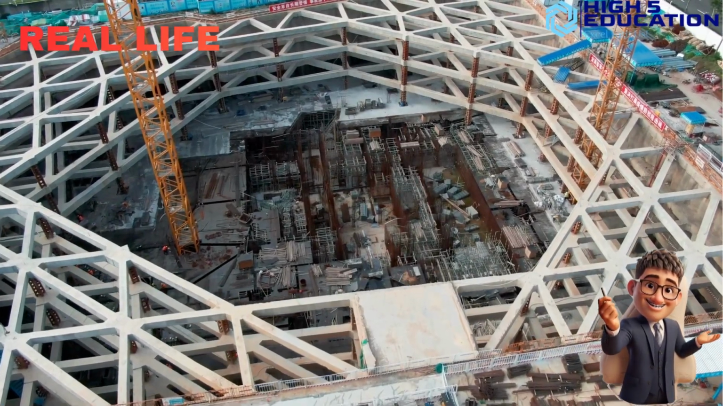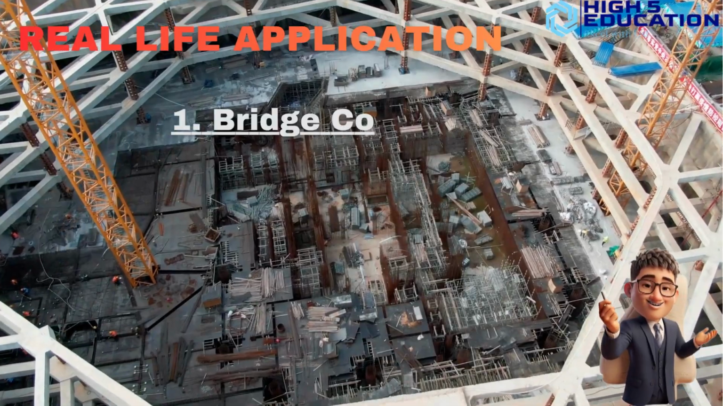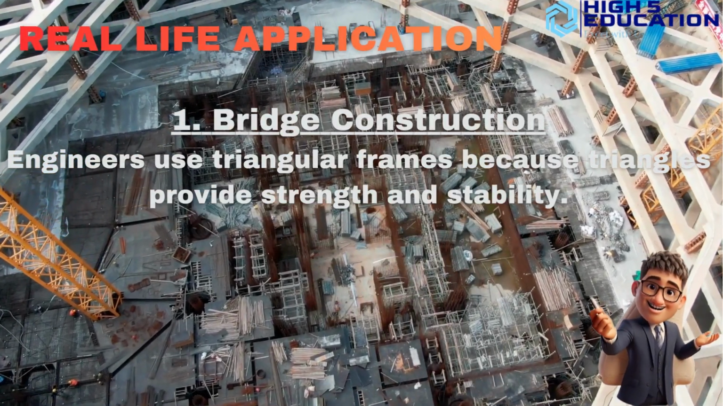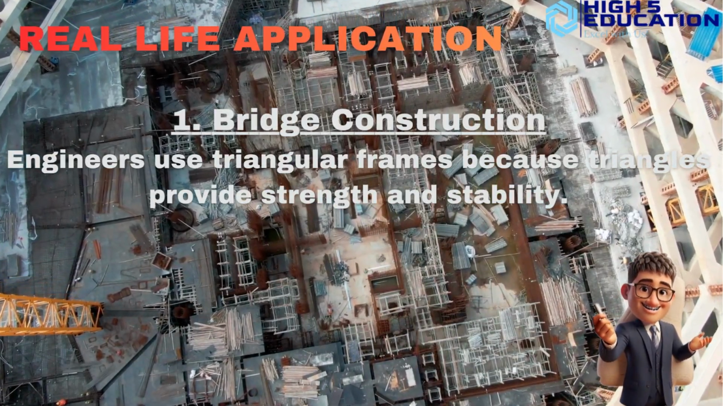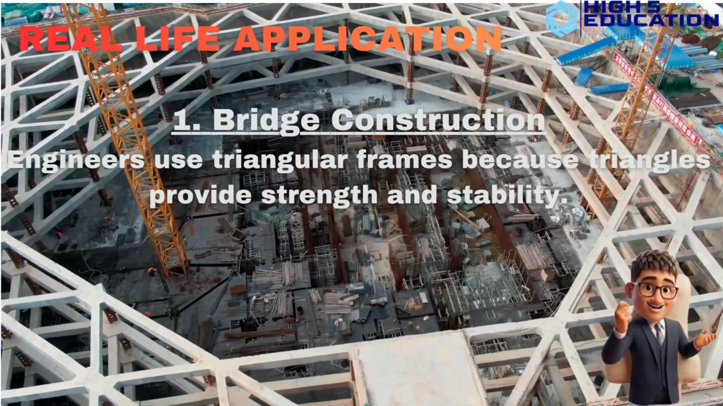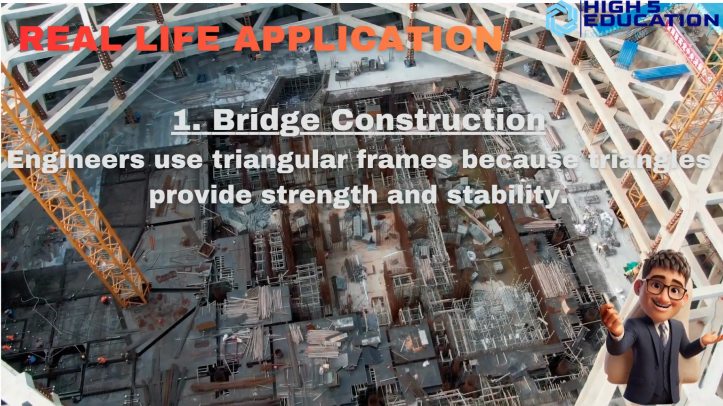Now, let's see how triangles are used in the real world. One of the best examples is bridge construction. Engineers use triangular frames when designing bridges because triangles are one of the strongest and most stable shapes. Unlike other shapes, triangles keep their form even when heavy loads are placed on them, helping distribute weight evenly and reducing the risk of the structure bending or collapsing.